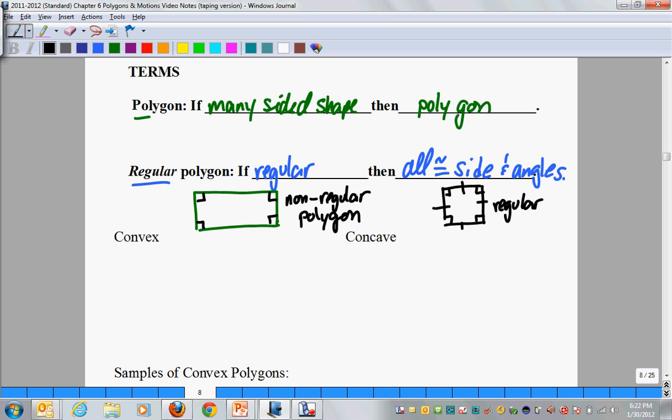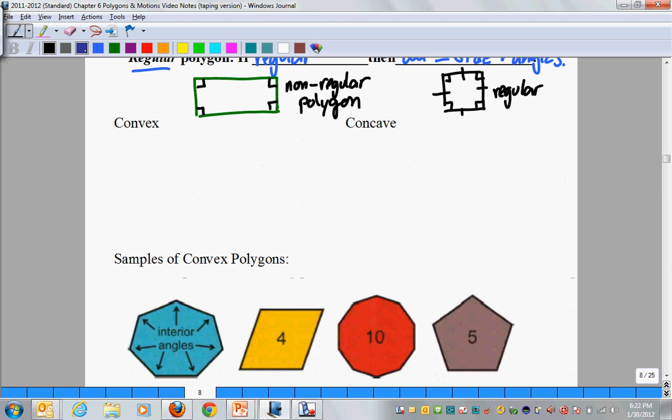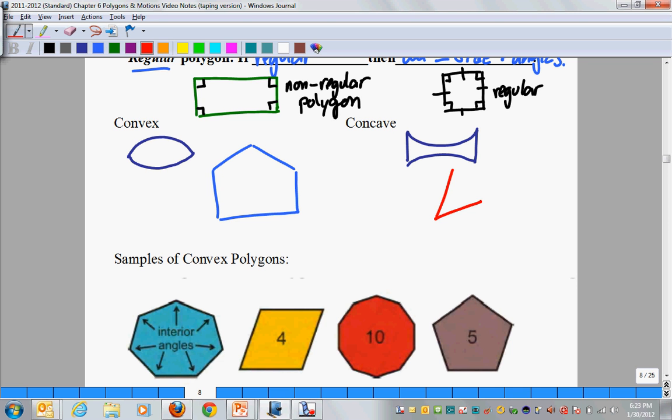Now there's a couple other terms you need to be familiar with. You might have come across these in science, and that's something called convex and concave. Think of lenses. A convex lens would be a lens that looks like so, and a concave lens would be like this. So concave means to be pushed inward. Convex means to bulge outward. A convex shape is a shape that has all its sides bulging outward, versus a concave shape would be a shape where it has a side bulging inward.